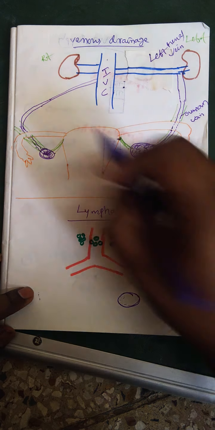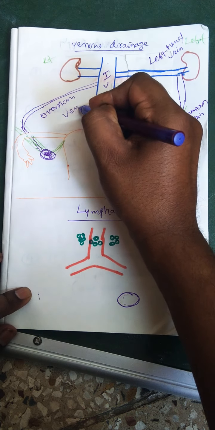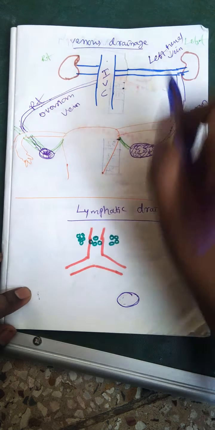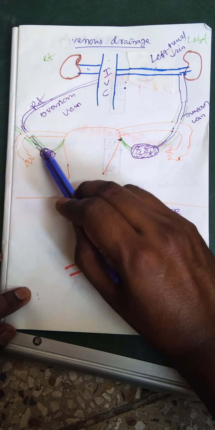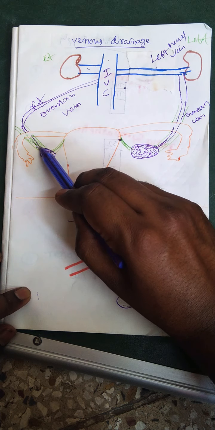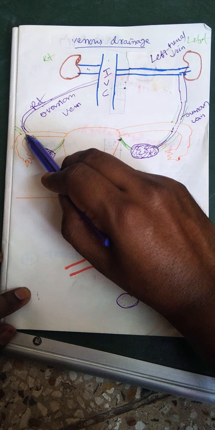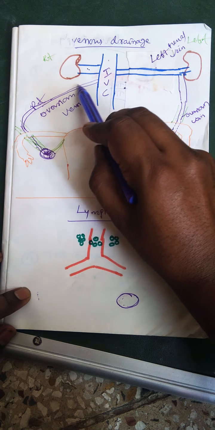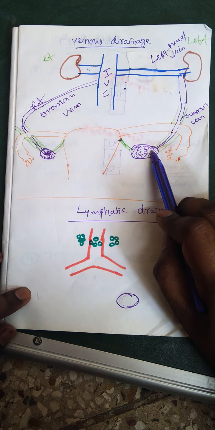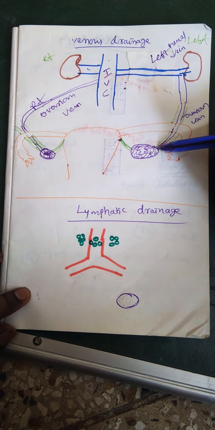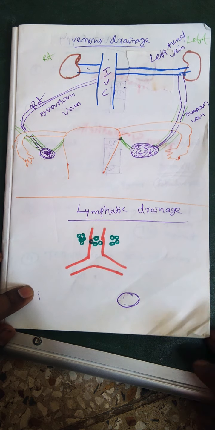So this is the ovarian vein of the right side, this is the right kidney, the right renal vein, and the left renal vein. The right ovarian vein, from the pampiniform plexus, ascends through the suspensory ligament of the ovary and directly drains into the inferior vena cava, and the left ovarian vein, from its pampiniform plexus, drains directly into the left renal vein.